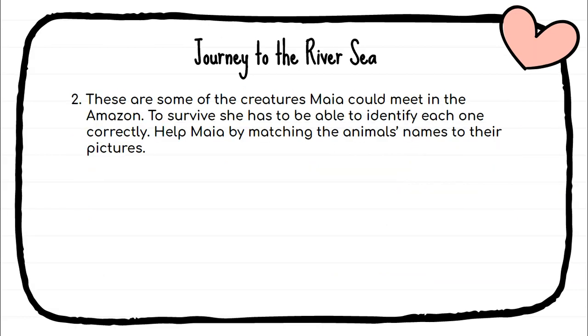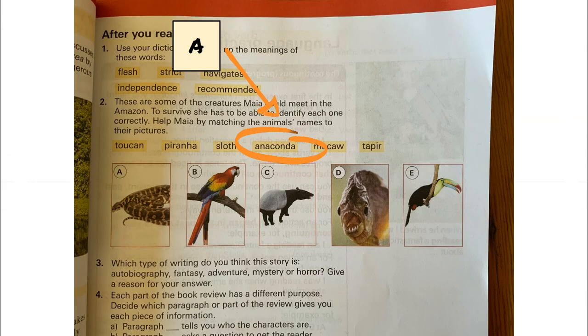All right, so number 2, they showed you some creatures, and you needed to match the animals' names to their pictures, and they gave you a list in your book on page 85. They're kind of highlighted in a yellowy color. So picture A is that snake. So A should be anaconda.